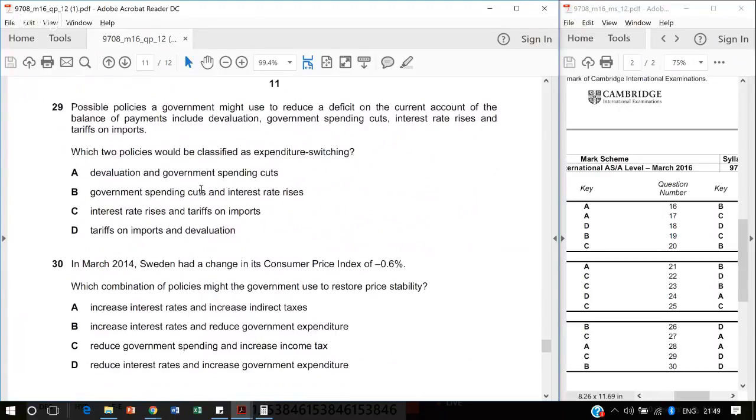Okay, penultimate question. Possible policies the government might use to reduce the deficit on the current account of the balance of payments include devaluation, government spending cuts, interest rate rises, and tariffs on imports. Which two policies could be classified as expenditure switching?